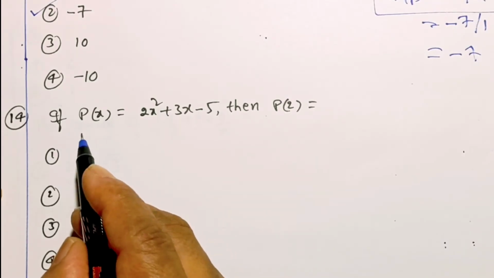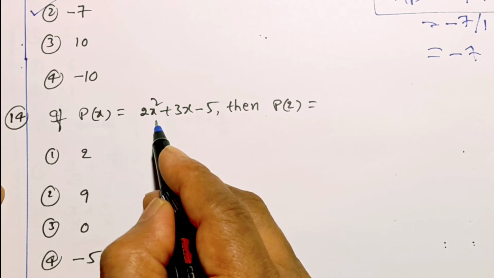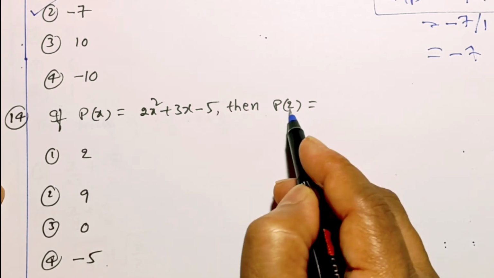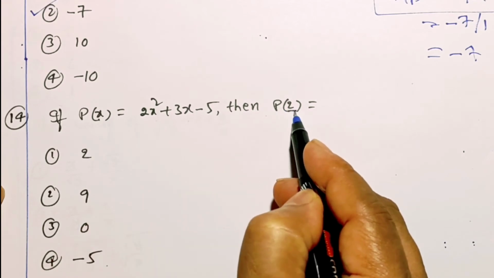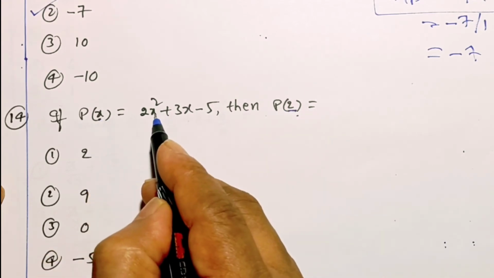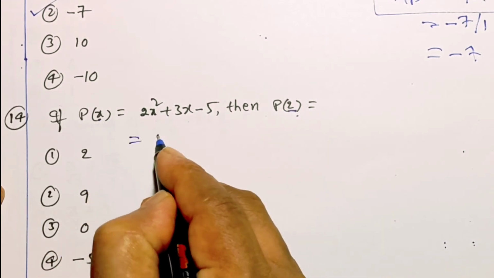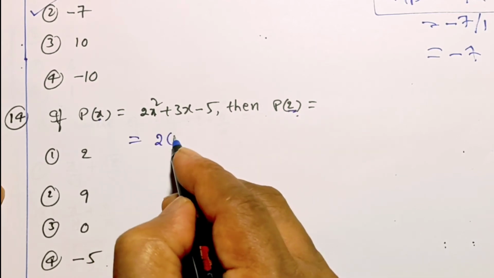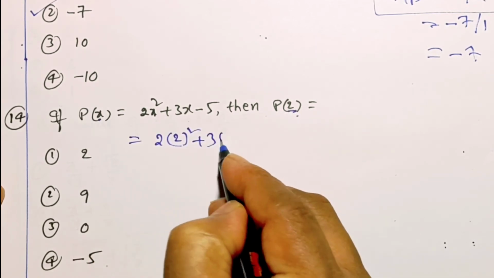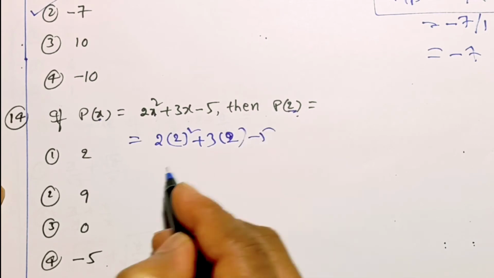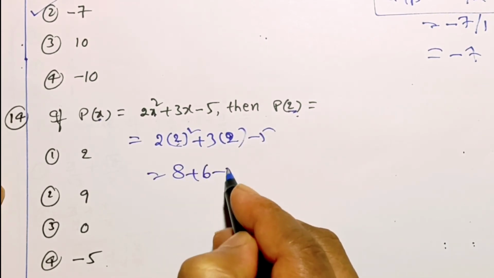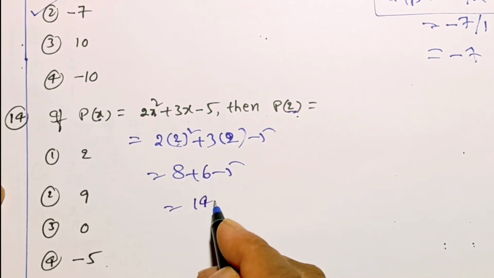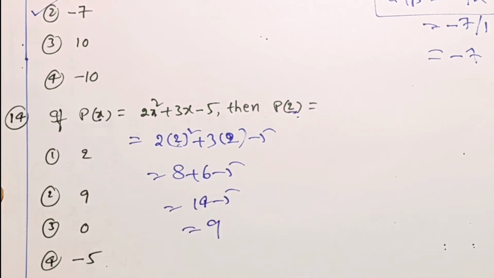Question number 14. If p of x equal to 2x square plus 3x minus 5, then p of 2 equal to, means in place of x we have to substitute 2. So here 2 into 2 square plus 3 into 2 minus 5. 2 square is 4, 4 into 2 is 8, plus 3 into 2 is 6, minus 5. 8 plus 6 is 14, minus 5 equal to 9. Option 2 is the right answer.